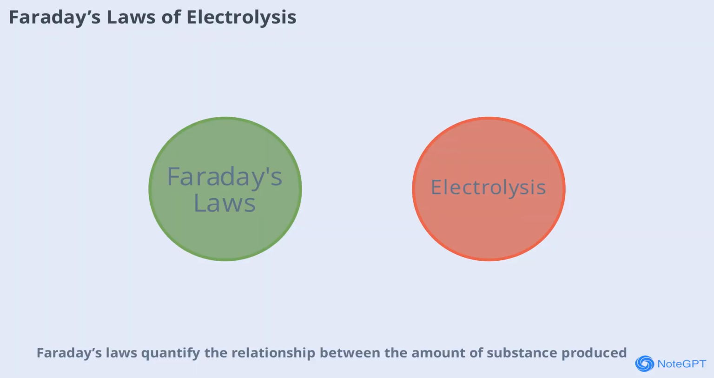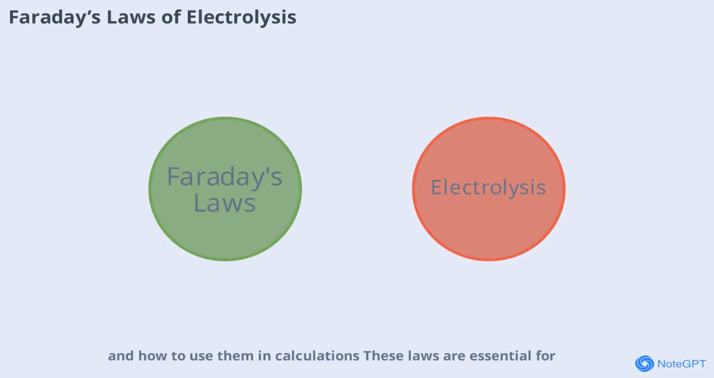Faraday's laws quantify the relationship between the amount of substance produced at an electrode and the quantity of electricity passed through the electrolyte. We'll explain both laws, their mathematical expressions, and how to use them in calculations. These laws are essential for understanding the quantitative aspects of electrolysis.